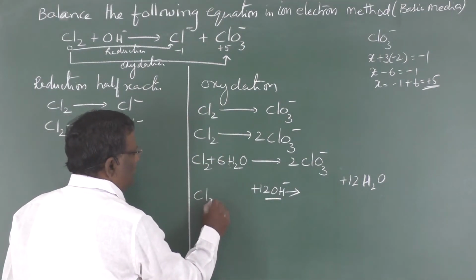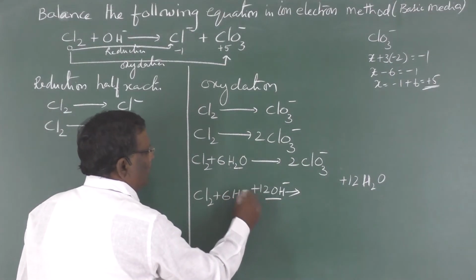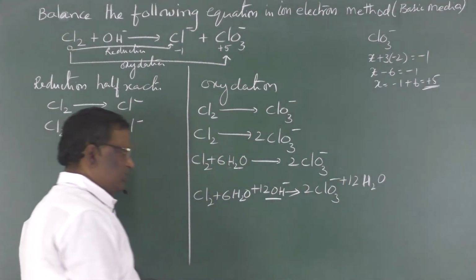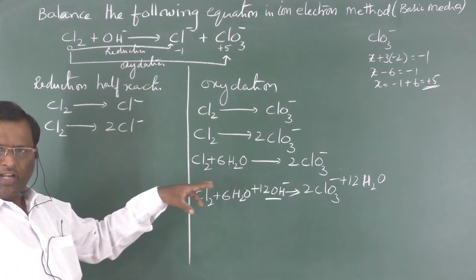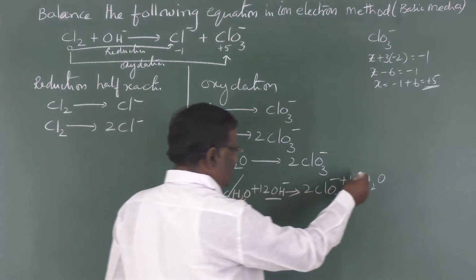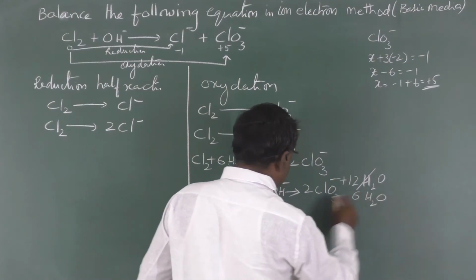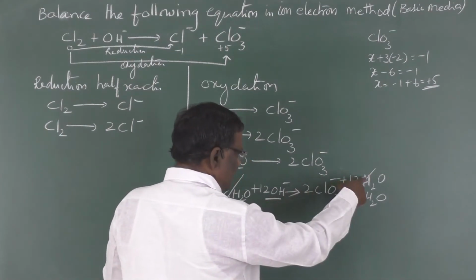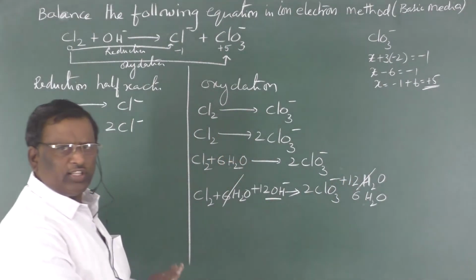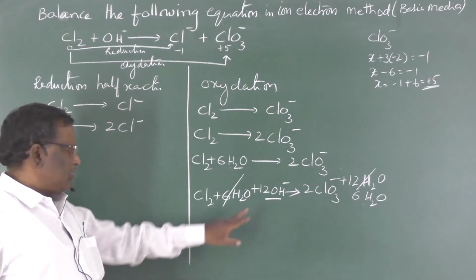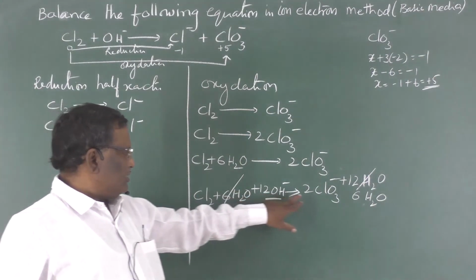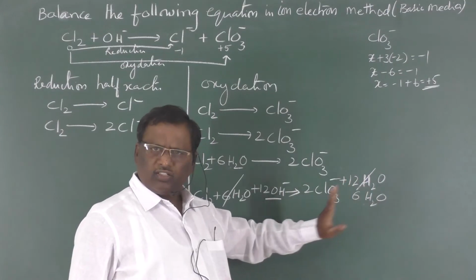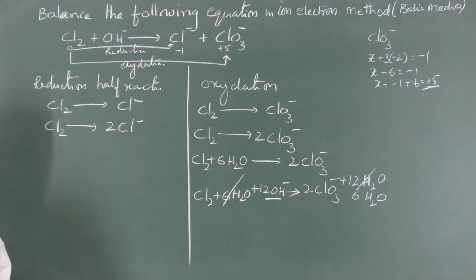Rewrite the equation. Cl2 plus 6H2O plus 12 OH minus gives 2ClO3 minus plus 12H2O. Now we have H2O on both sides, so remove it. Because this side you have 6 H2O, that side you have 12 H2O. Instead of that, you cancel the 6 and instead of 12 you write 6 H2O that side. So that both hydrogens and oxygens are balanced. Because here you have 12 oxygens, 2 threes are 6 plus 6, 12 oxygens, and 12 hydrogens, 6 twos are 12 hydrogens. Both are balanced.